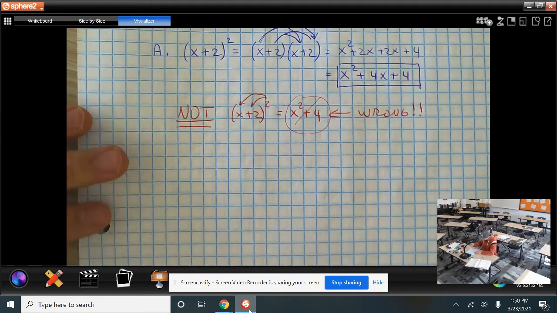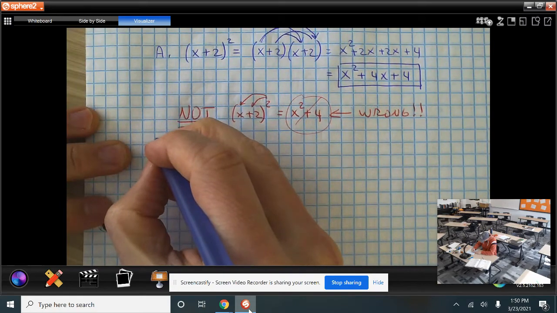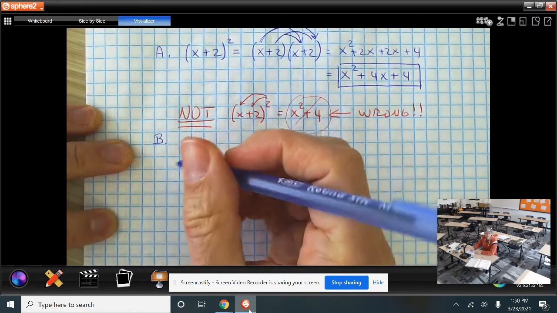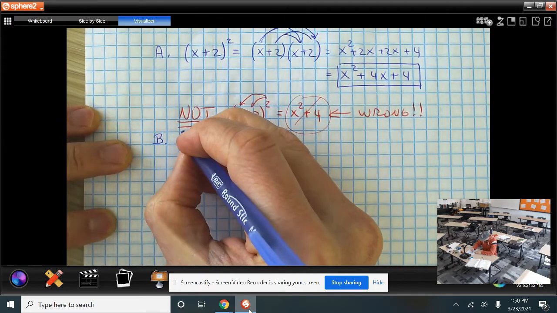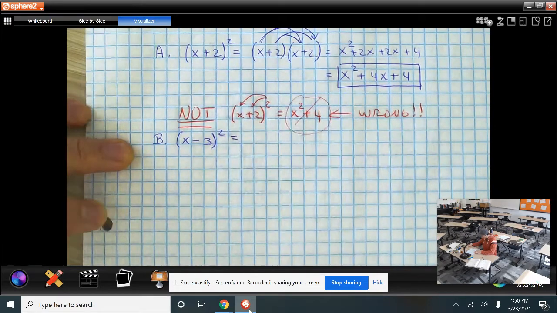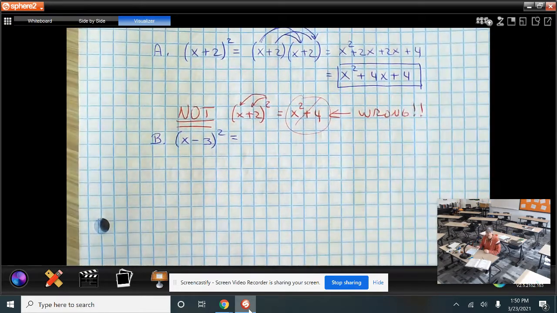Okay. Now let's do a second example. And I just want you to try, okay? I'm going to put a negative in there, but you'll be okay. Example B, x minus 3 squared. Now, you pause the video, and I'm going to eat this chocolate right here. And while I'm eating this chocolate, you do this one, and make sure that you get it right, okay?